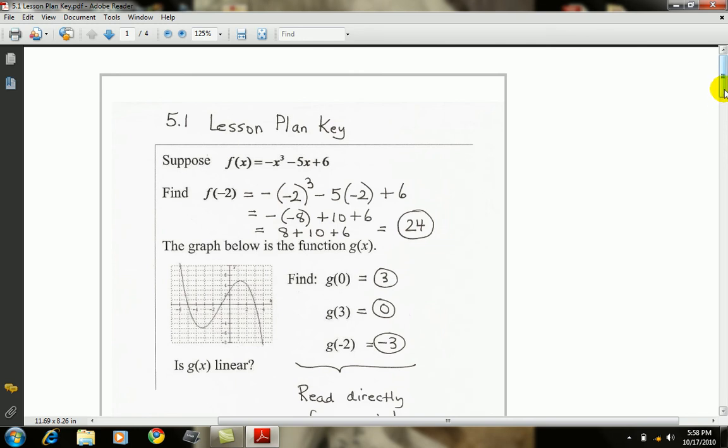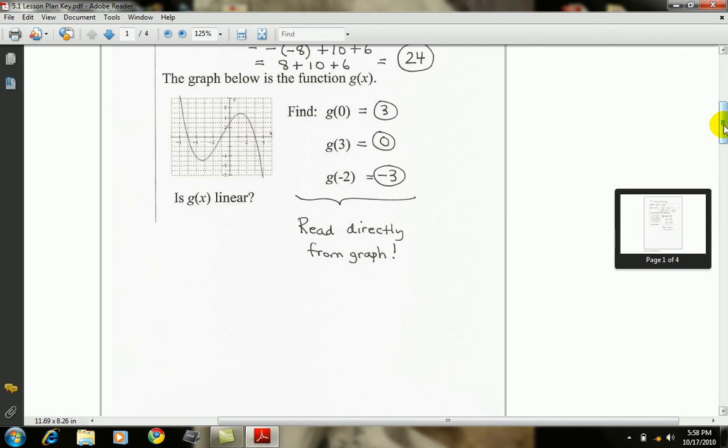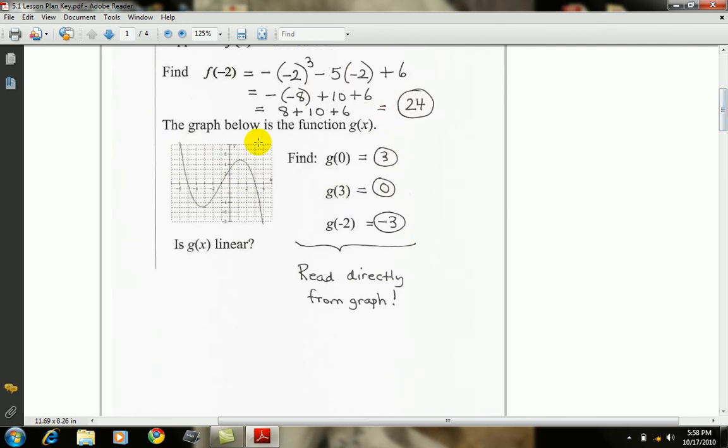Now, one of the other things you need to know in this unit, and I'm scrolling down here a little bit for you. Oops, I went too far. There we go. Let me come back up a little bit. Okay, what I've drawn for you next is a picture of a graph, and I've called this function g of x. But I haven't given you the rule. I have not said what g of x is equal to. I've given you g of x as a picture, but I've still asked you to evaluate it. I've said find g of 0, find g of 3, find g of negative 2. Well, you're going to read your information directly from the graph.